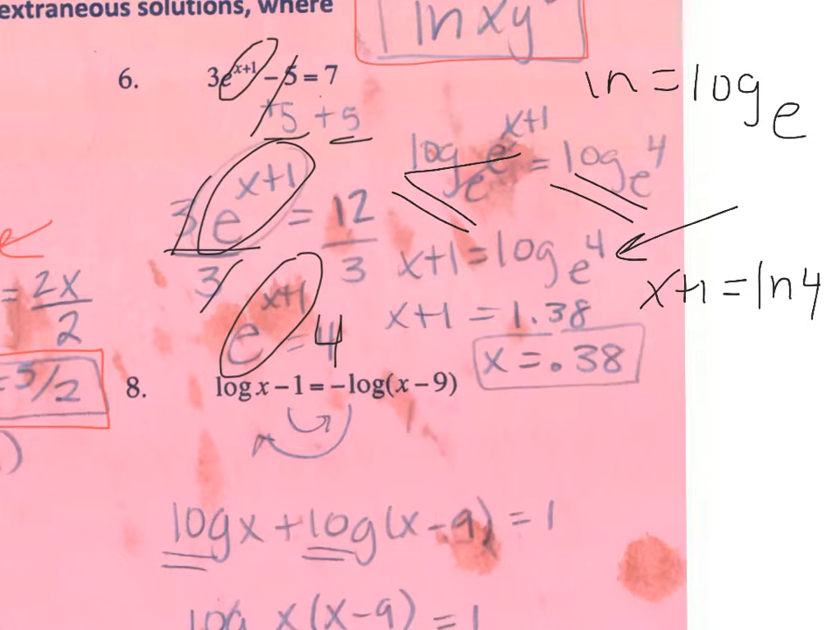Natural log 4. Then, remember, when you evaluate ln 4, log base e of 4, when you put that in your calculator, remember that's a value, and then you'll subtract 1. And when you do that, you'll get 0.38 approximately.